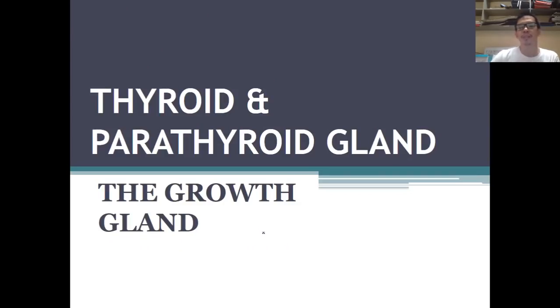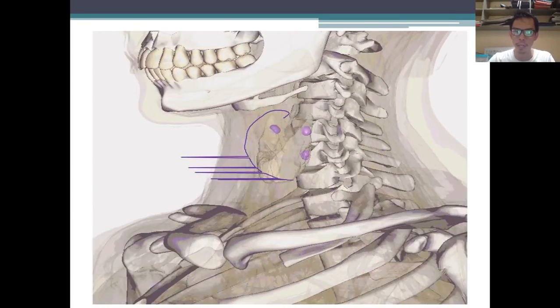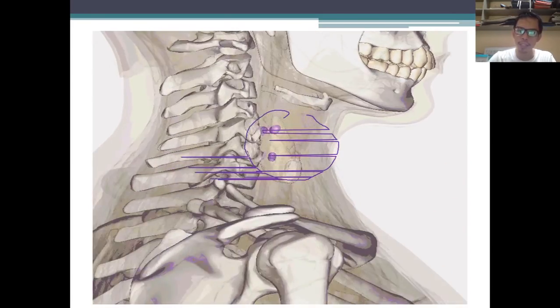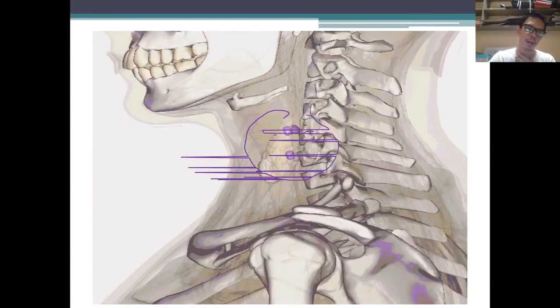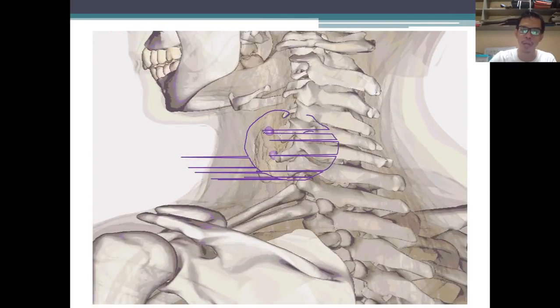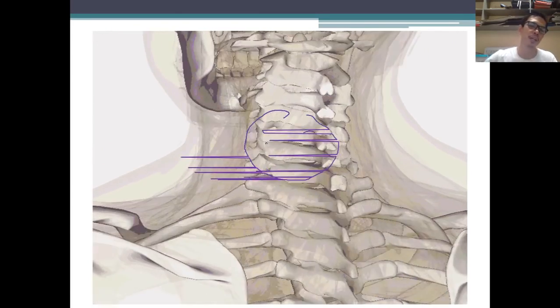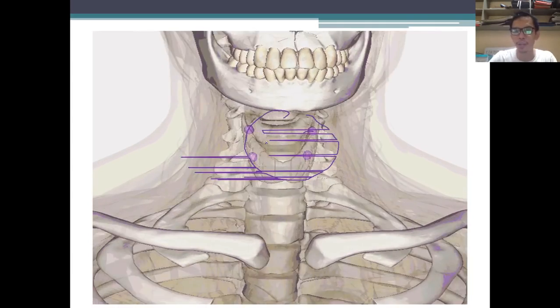Alright, so next one is the thyroid and the parathyroid gland. This is an endocrine gland which aids for growth, and also it aids for body's defenses. As you can see here in this 3D image, the organ is located on the neck region, and the violet ones in this picture are the parathyroid gland. As you can see here, it is connected to our throat.